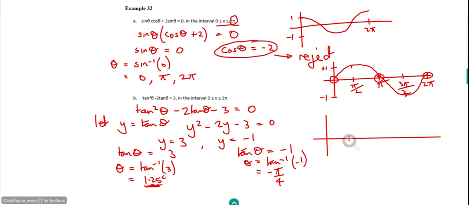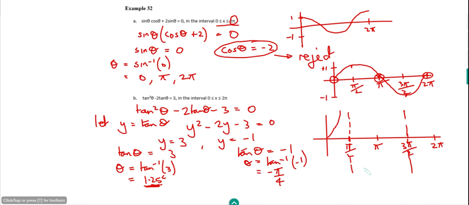Putting on the asymptotes, which are at pi by 2, and also an asymptote at 3 pi by 2, and because we're interested in the range up to 2 pi. So if I draw the asymptotes in, I can now draw tan in that range.